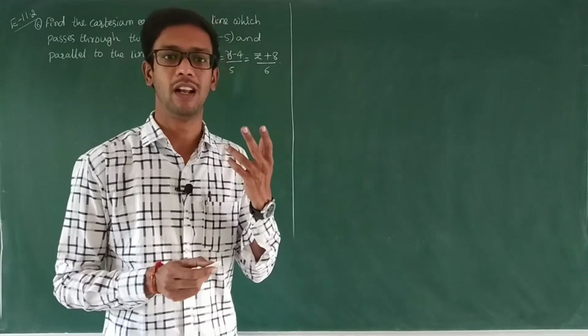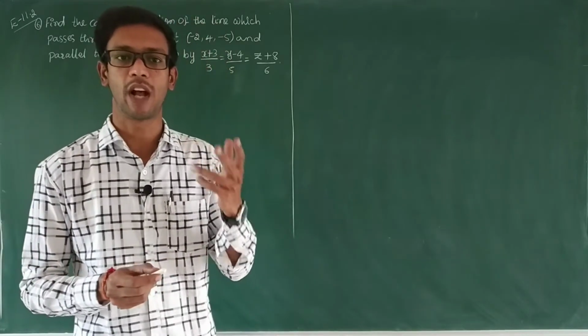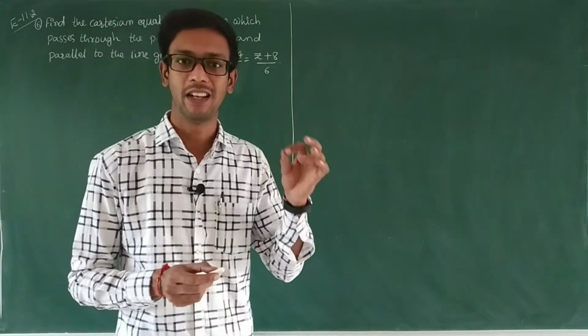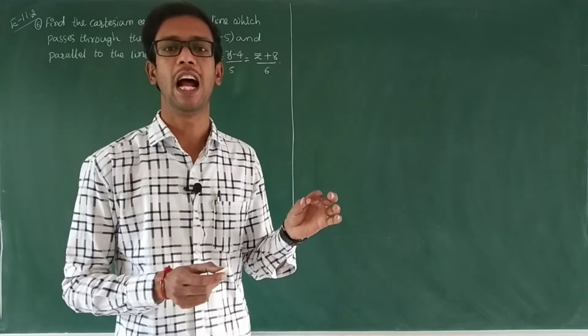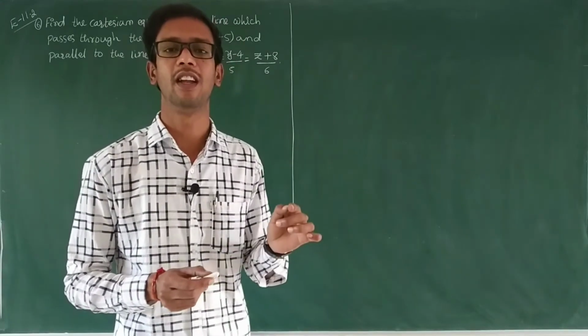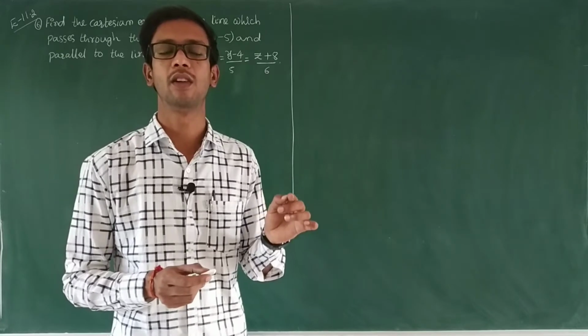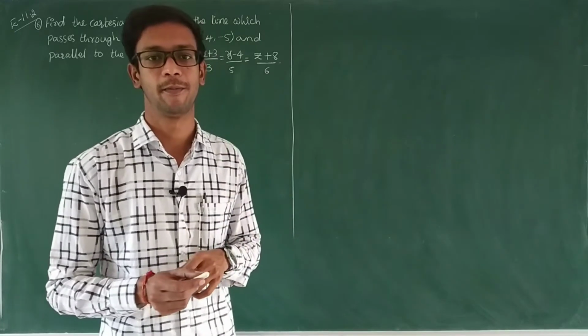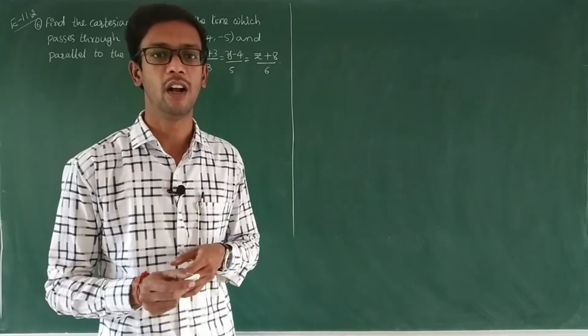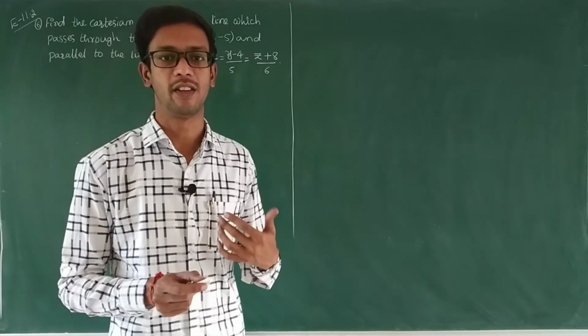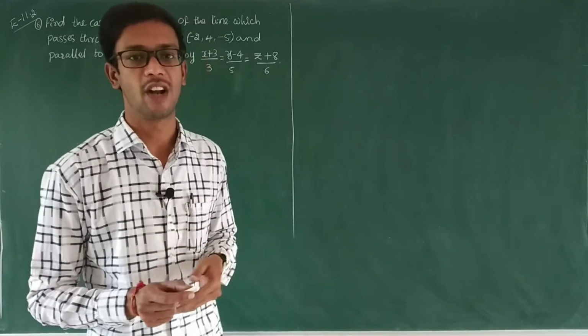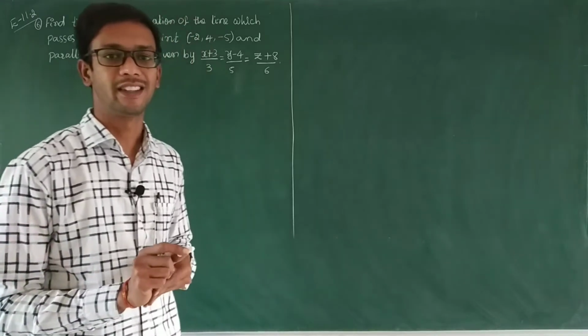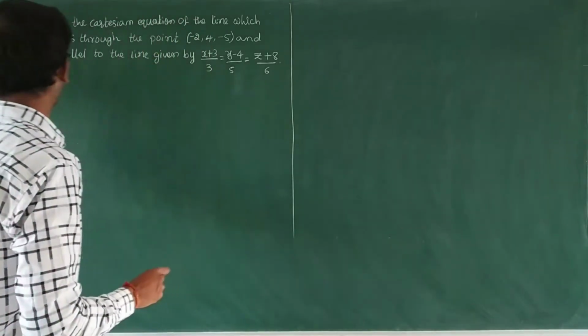I told you there are 2 types of line equation in space. One is a line equation passing through a point and parallel to a vector. Another one is a line equation passing through 2 given points. So that is a different one. First we'll complete the problems based upon the first theorem. So today we'll start our class with exercise problem number 6.